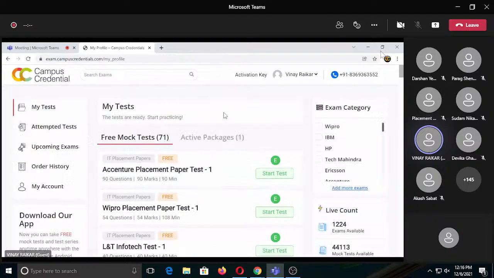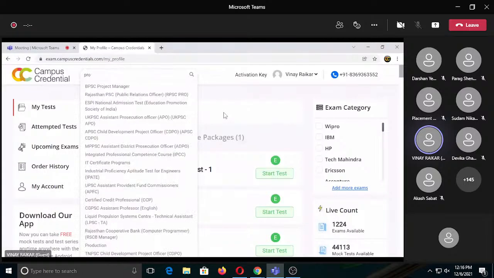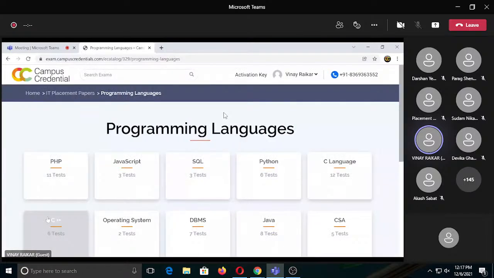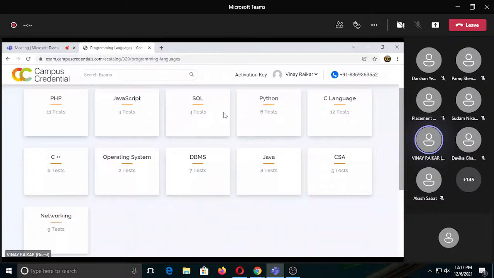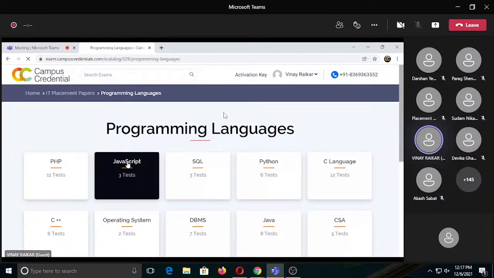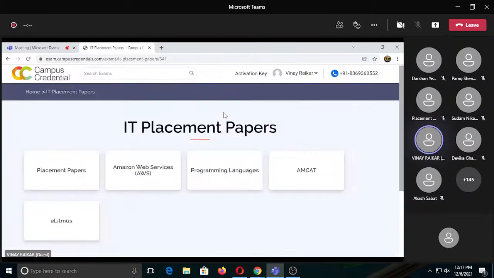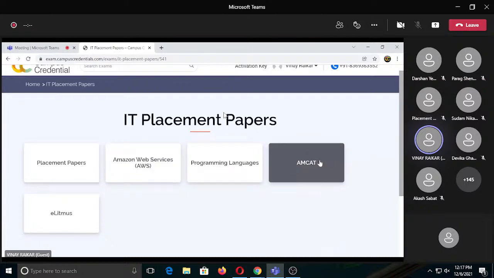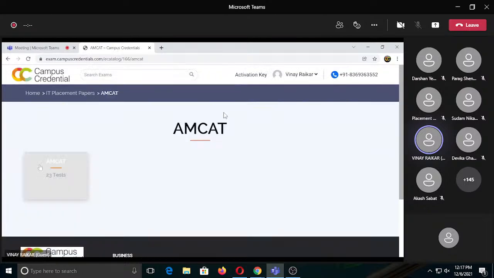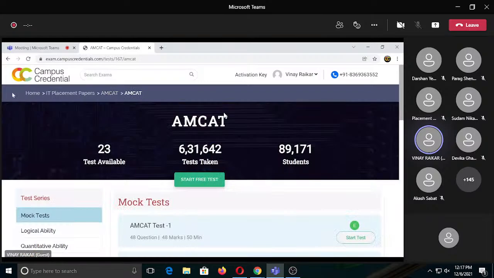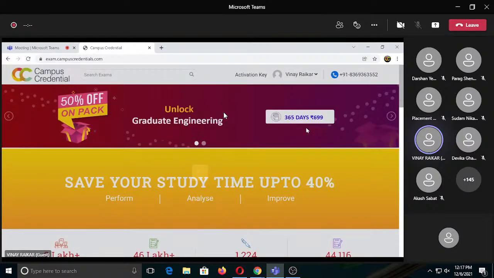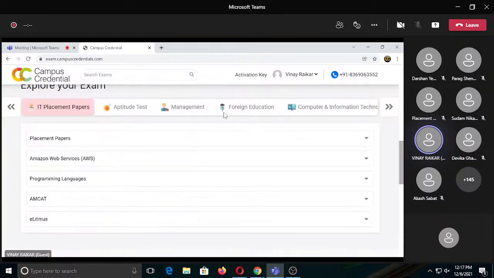And then those who are preparing not only for this but also for technical, like programming, programming MCQs are also covered in this. Okay, programming languages: PHP, Java, Python, C languages, DBMS, operating systems, you have the same under this. Apart from the placement limit, AWS, AIMCAT, e-litmus, even if you move inside AIMCAT, you have 223 tests. So almost around 641 tests will be there for you. So this is all about the platform we'll be offering you.